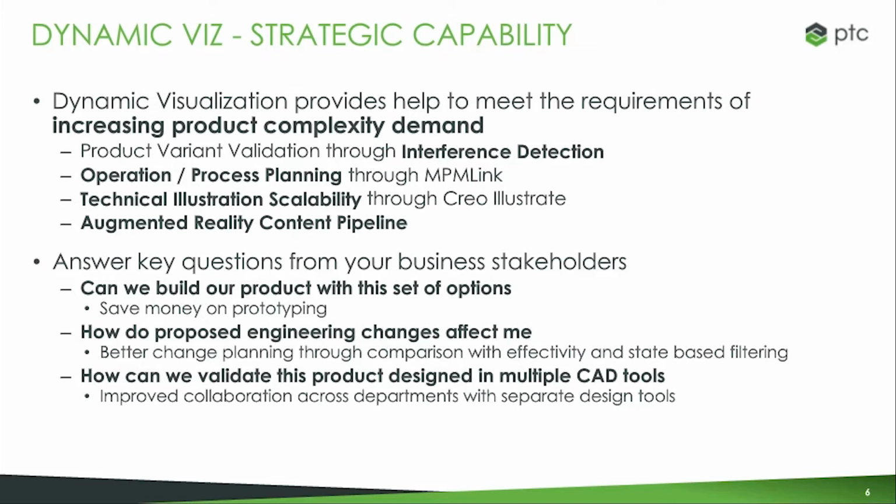a lot of key capabilities like product variant validation through interference detection. Are these things going to fit together? Operation and process planning through NPM links. So, I may want to build up a process plan for assembling some portion of my design, but I want to make sure that that works for everything. Being able to create technical illustration scalability through Creo Illustrate. You can open these dynamic structures in Creo Illustrate, create rich technical illustrations, and be able to keep those up to date as you change the config specs.